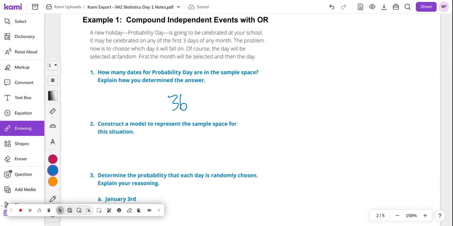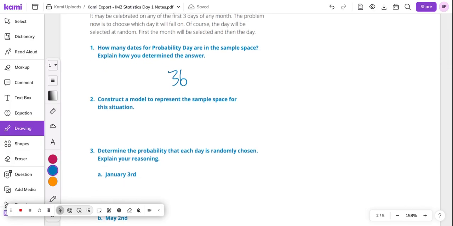Now, if we construct a model to represent the sample space for this situation, I encourage you to pause here and try your own. And I'm also going to pause the recording and just wait and see if you can draw on your own.